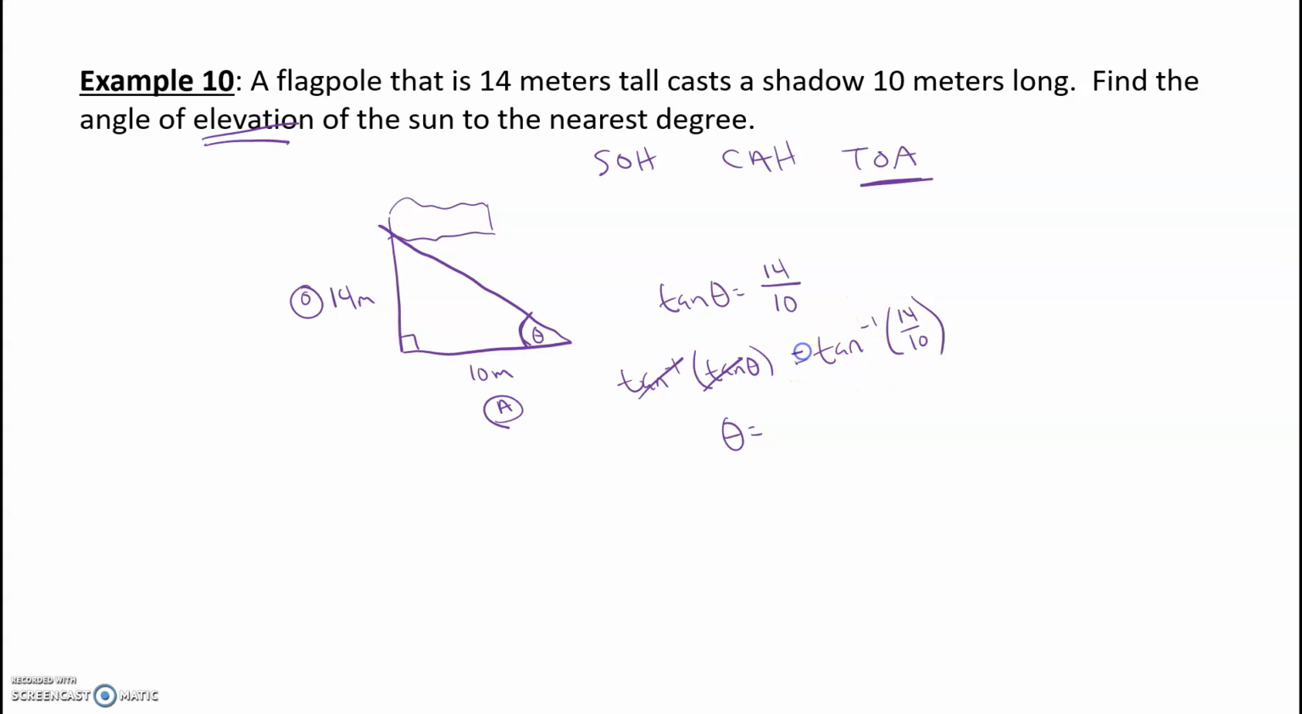And this is what you want to type in your calculator. Again, make sure you're in degrees because we're still working in degrees here. Tangent inverse. And then in those parentheses, 14 divided by 10. Close them and you should get, this says to the nearest degree, so a degree is a whole number, 54 degrees.